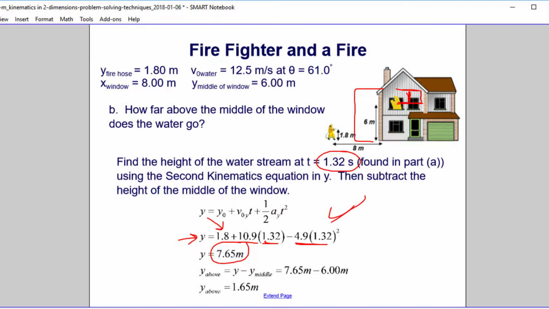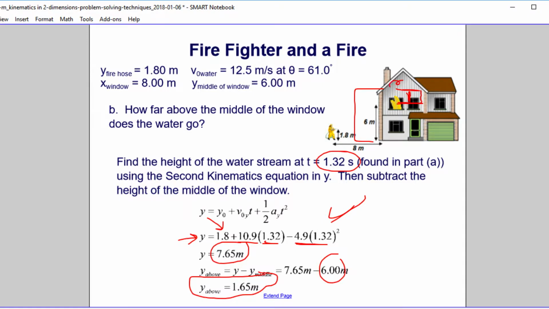But once again, we had to find out how high above the middle of the window. So we have to subtract 6, and we find we missed the middle of the window by 1.65 meters. So what's that? Almost a couple yards? Yeah, so that's not even going to hit the top of the window probably.